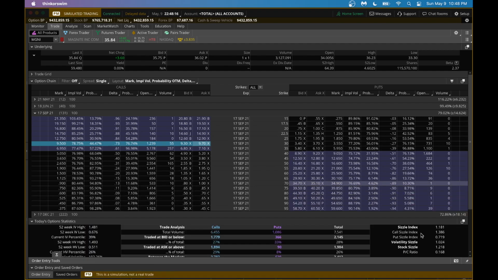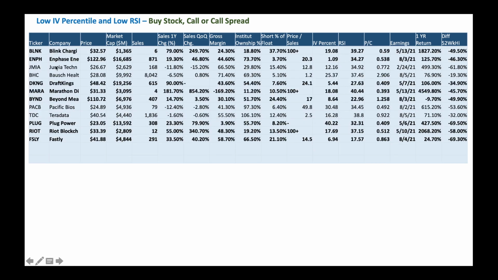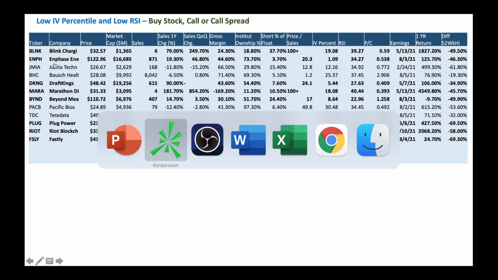So next let's look at maybe one more in this group. Let's go to the next slide here. As you can see, there are various stocks here. One of my favorites is Enphase Energy. It's one of the solar plays. As you can see here, the stock has been beaten down 46%, and RSI is low, and IV percentile is also very low. That's a good setup for Enphase Energy. So let's get in here.